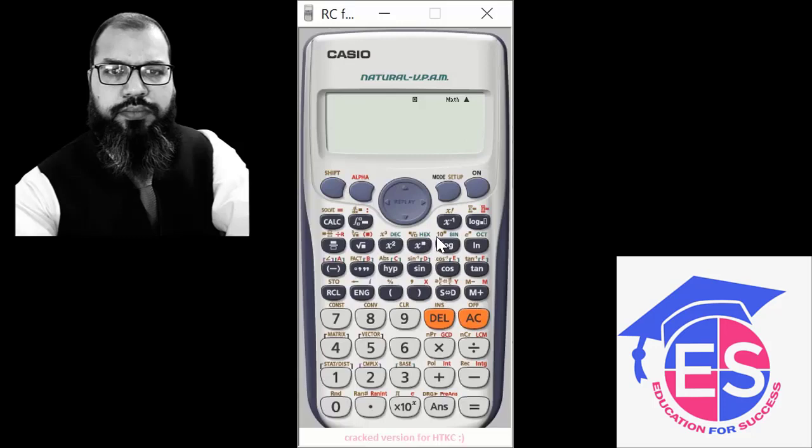Now this is for 10 power. 5, 10 power 2. This is 5, 10 power 2. The answer is 500. Like this, for example, if you want 1, 10 power 3, it is 1000.